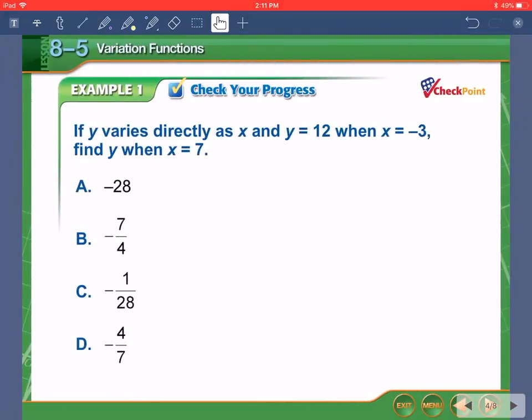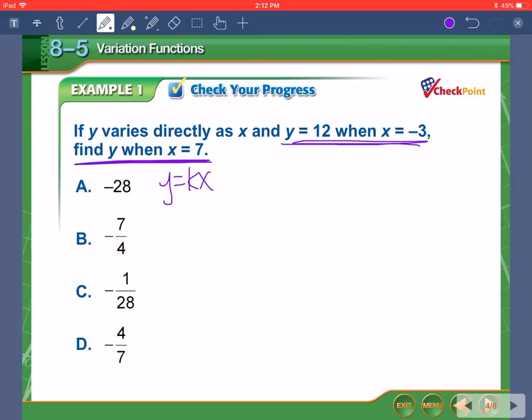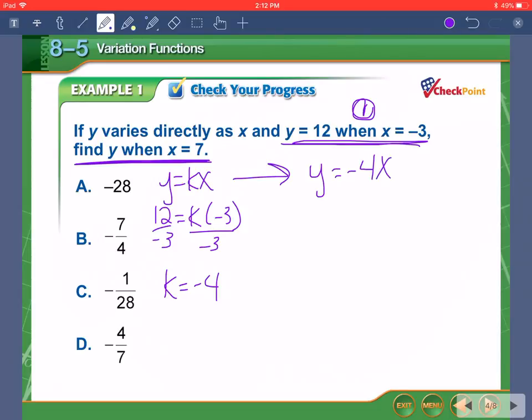So another example, if y varies directly as x and y equals 12 when x equals negative 3, so those two go together, find y when x equals 7. So what we can do here, it's direct variation, so our equation is y equals k times x. Well, the two that go together, and we have both, is this first sentence right here, y equals 12 when x equals negative 3, so we can solve for k. So 12 equals k times negative 3. So to solve for k, we're going to divide both sides by negative 3, and we get that k equals negative 4.